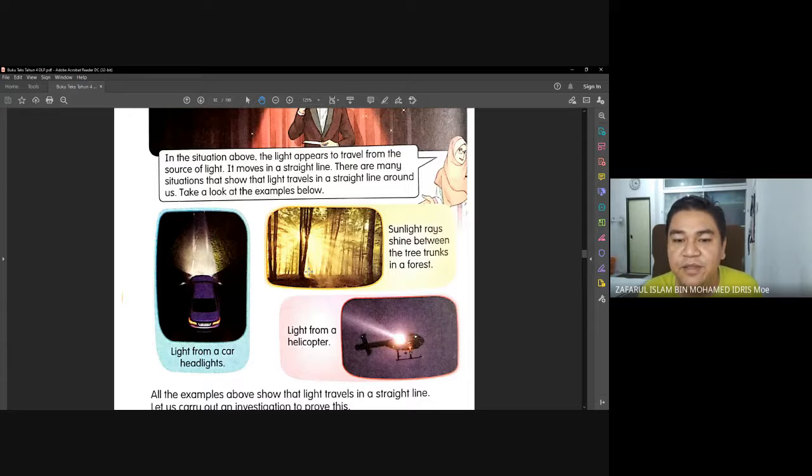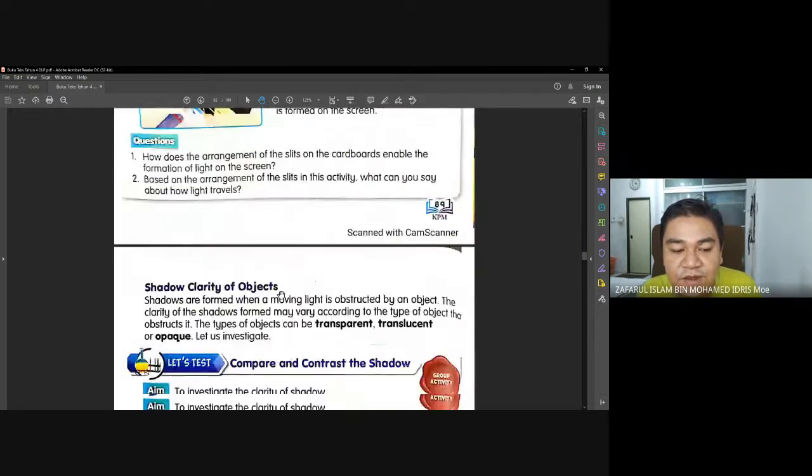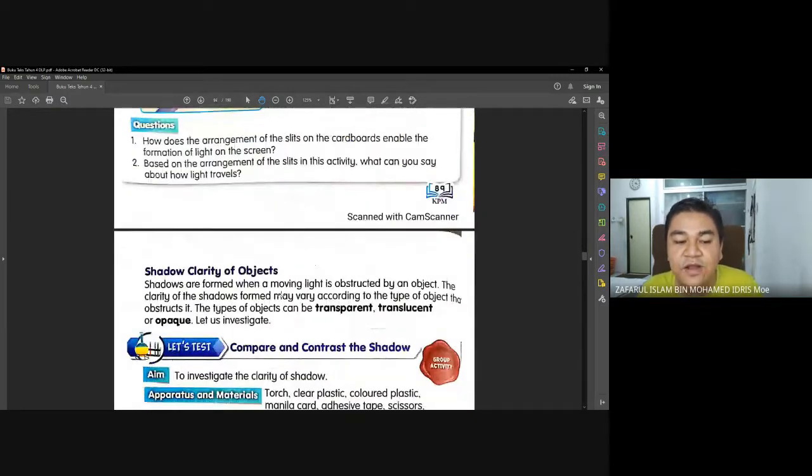Cantik. Tapi di Malaysia kita susah nak tengok sebab kita berada di garisan khatulistiwa. Equator ni memang susah kita nak tengok. Okay. And then the second one that you have learned is the shadow clarity of object.